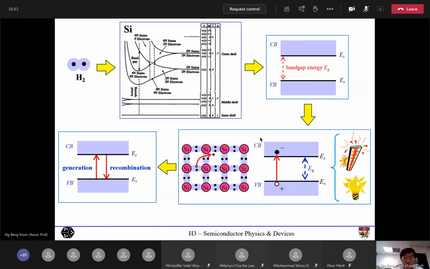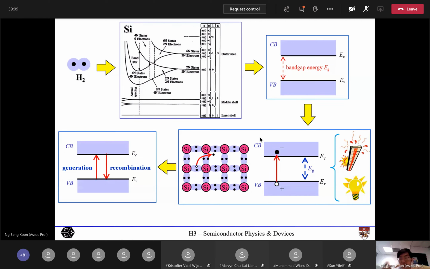So if it does that, then the electron and hole will disappear. Okay, so this process is also ongoing, and you find that under steady state or thermal equilibrium condition, the generation rate and the recombination rate will balance. What that means is that you actually see a stable number of electrons and holes in the conduction band and the valence band of the semiconductor. So under equilibrium condition, the number of electrons and holes are stable.